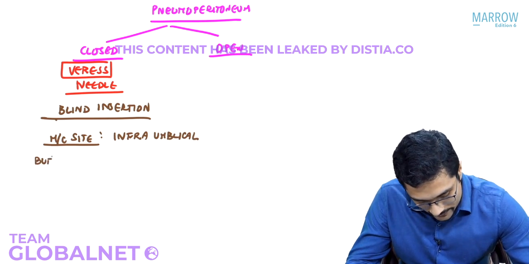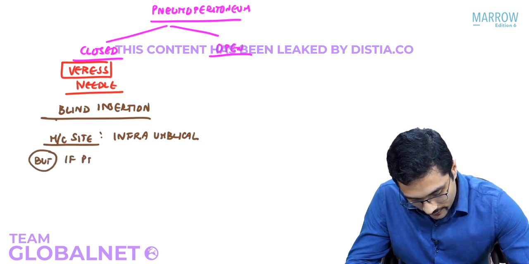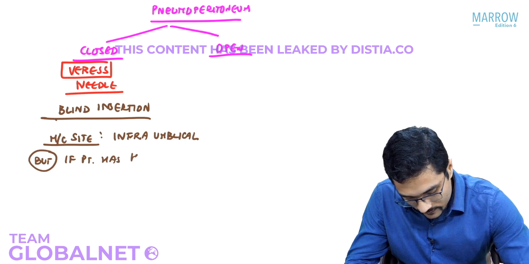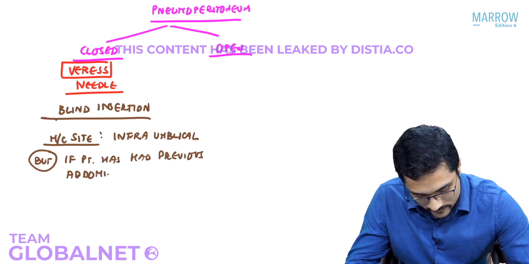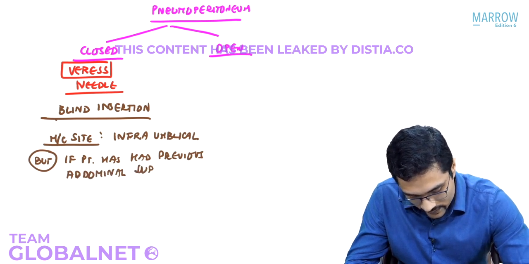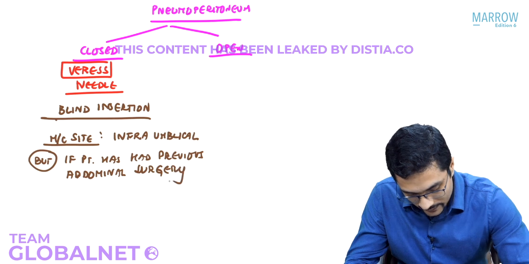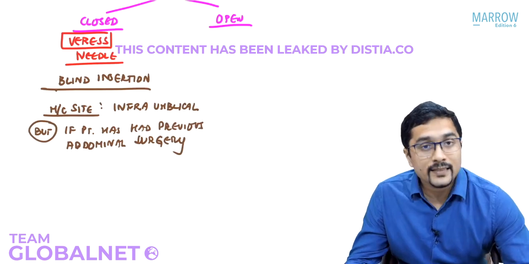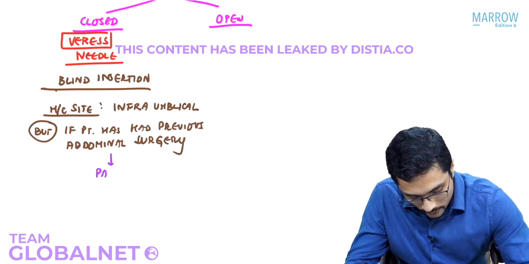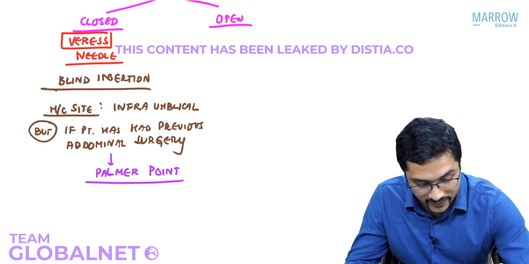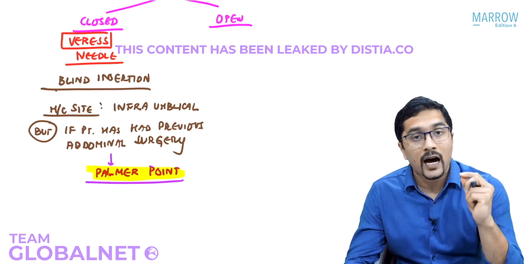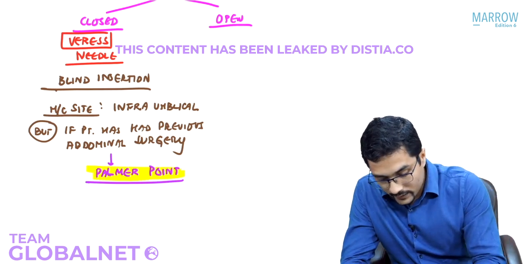But if the patient has had previous abdominal surgery and you're suspecting adhesions, then in these patients, this is inserted at Palmer's point. This has been given in Bailey. This is very important for your exam. It hasn't been asked till now, but can be asked in the future.